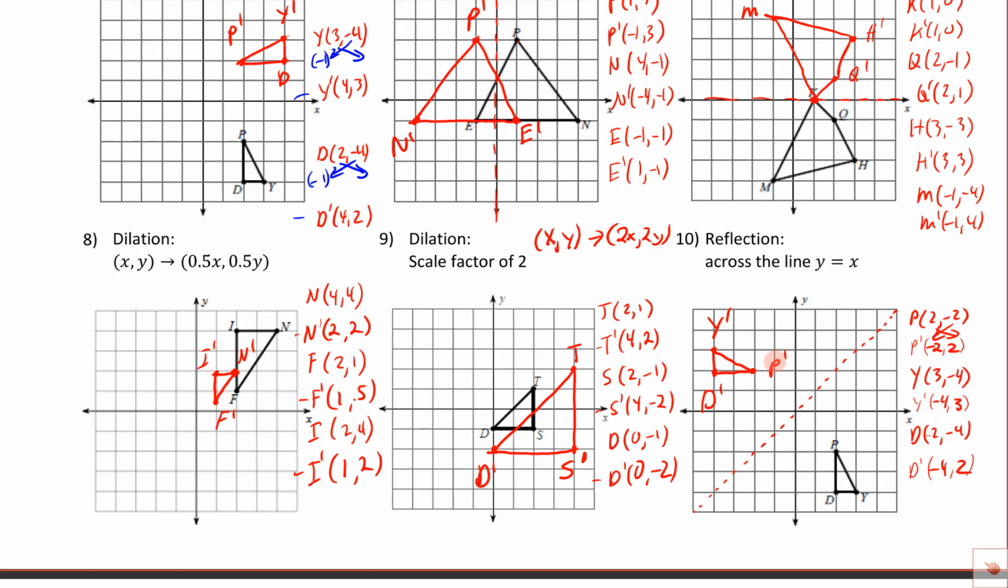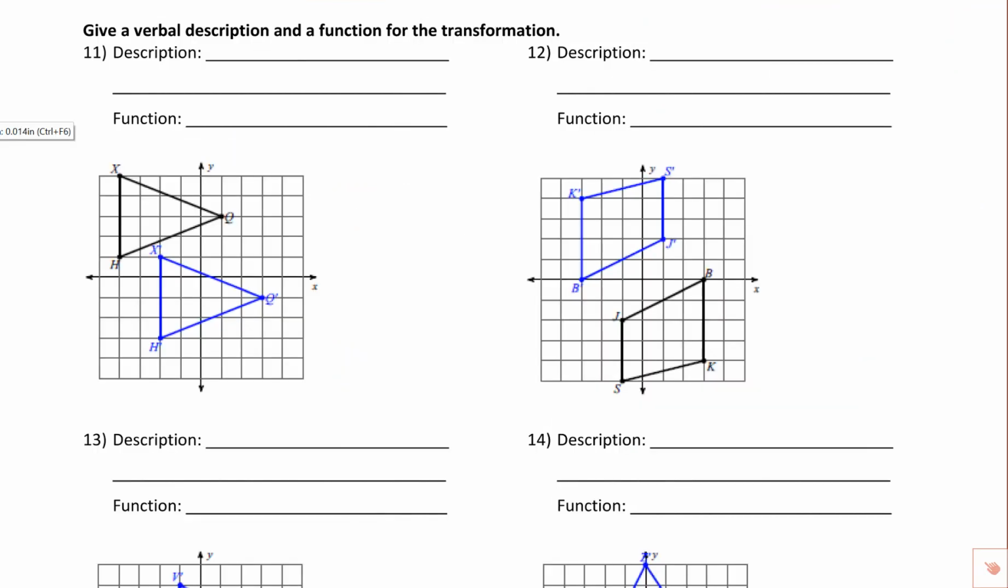Let's flip over to the back side. So the great thing about the back side is it says give a verbal description and a function for the transformation. They've already got the graph done for us. We don't have to actually graph anything. We don't have to change any coordinates. We just need to figure out what happened here. So let's take a look. And again, it wouldn't be a bad idea to write this is the old one and this is the new one, so we make sure that we get the direction right.